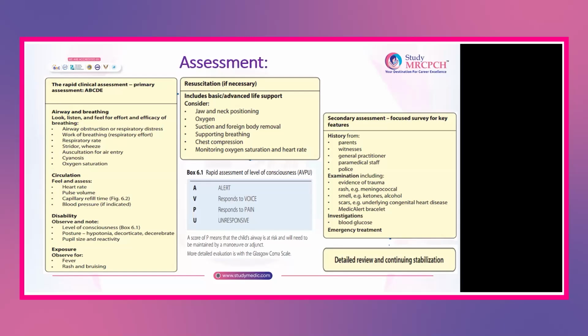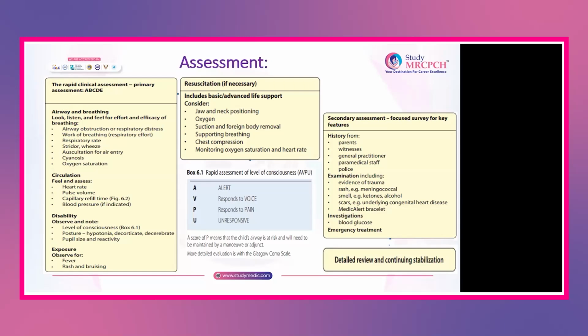The A reflects alert, conscious; the V, responding to the voice; the P, responding to pain; and the U is the unresponsive child. Each of these will equate to something on the Glasgow scale for the pediatric age group. So if the child is alert and conscious, that means 15/15 on the Glasgow scale.